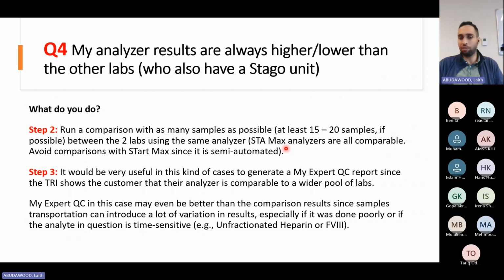StartMax to StartMax is not a very good comparison. StartMax to a CompactMax, also not a very good comparison. Because in this case, you would never know what is the source of variation. Is it you as a user? Is it the analyzer? Is it the other analyzer?